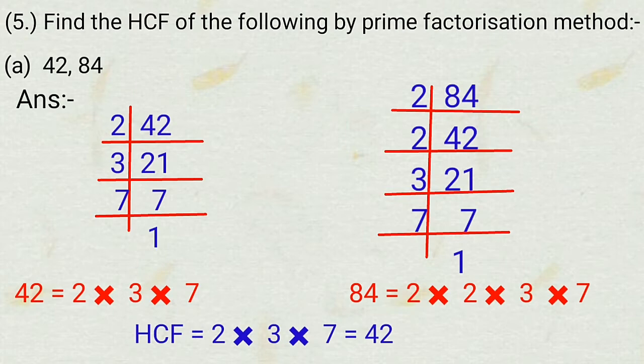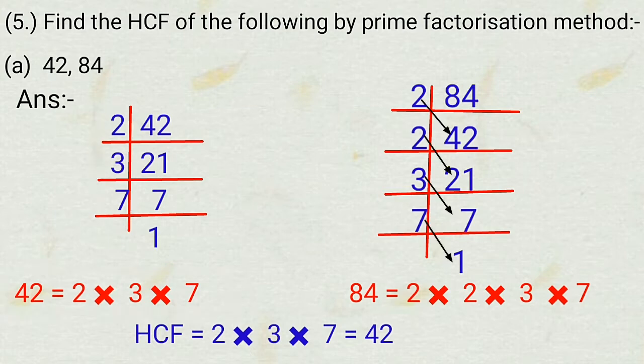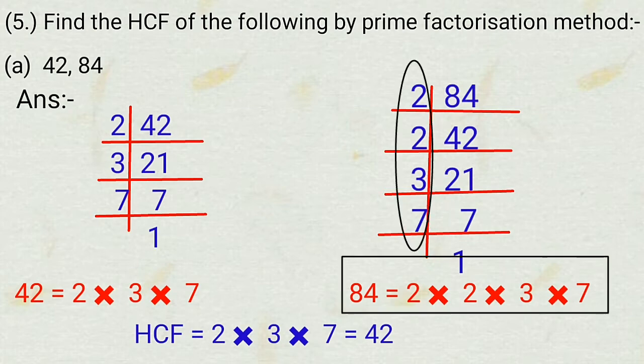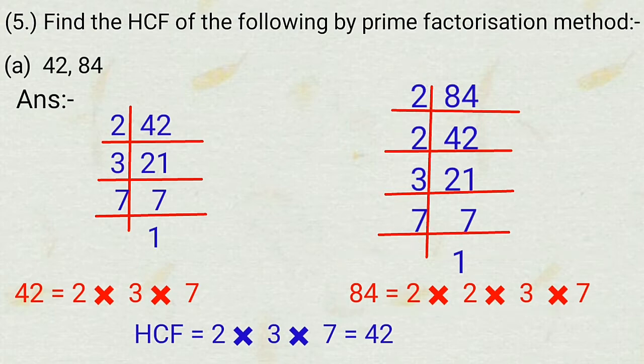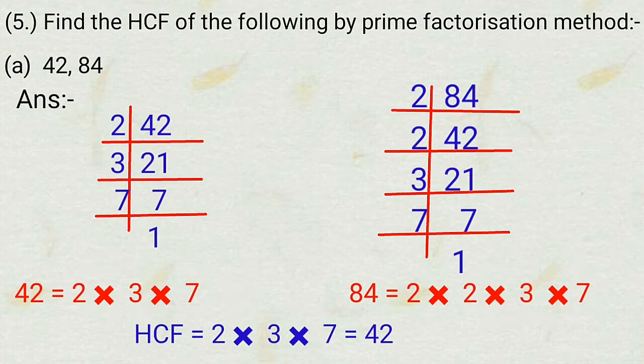So let's factorize 42. 2 21s are 42, 3 7s are 21, 7 1s are 7. So we get 1 at the bottom. So factors of 42 is equal to 2 into 3 into 7. Now factors of 84, 2 42s are 84, 2 21s are 42, 3 7s are 21, 7 1s are 7. So factors of 84 is equal to 2 into 2 into 3 into 7. So now let's take out the common factors which are 2, 3 and 7. So HCF is equal to 2 into 3 into 7 is equal to 42. Answer.